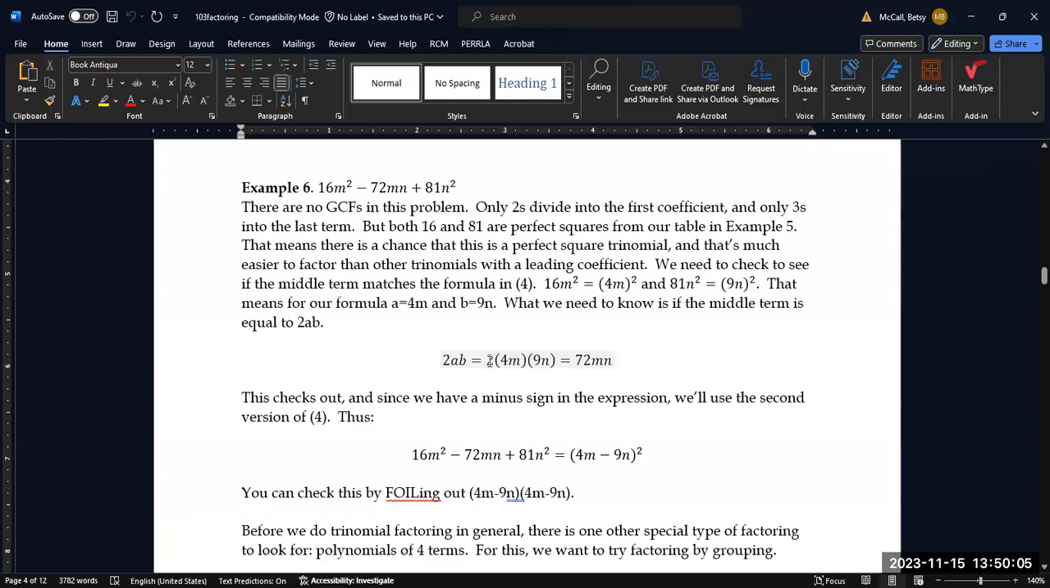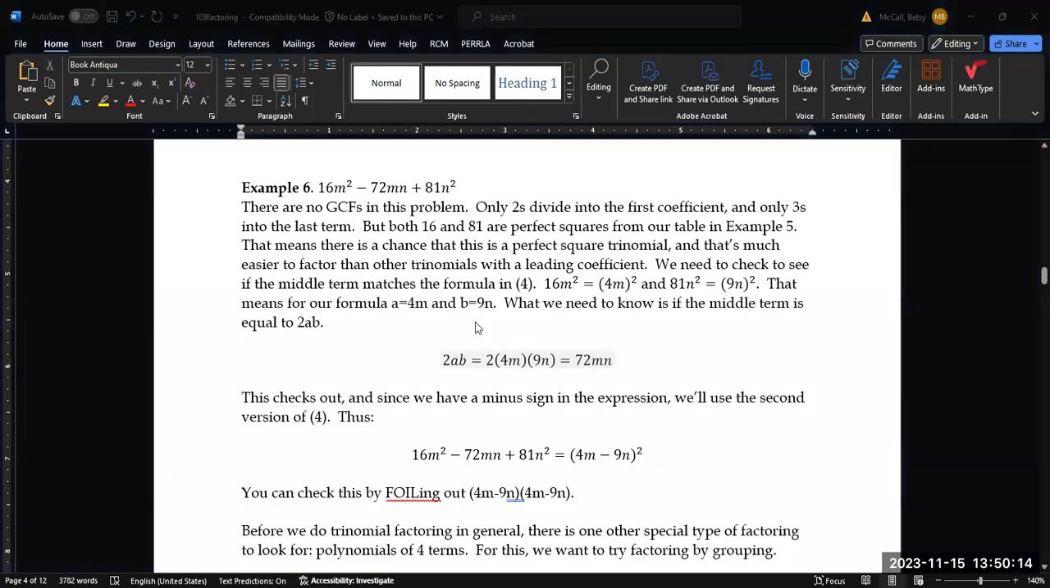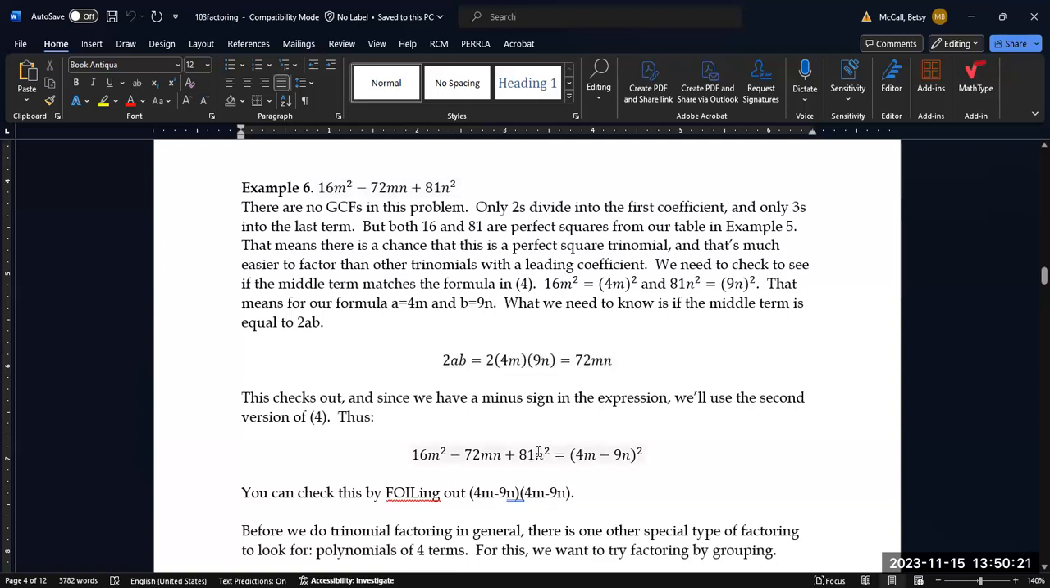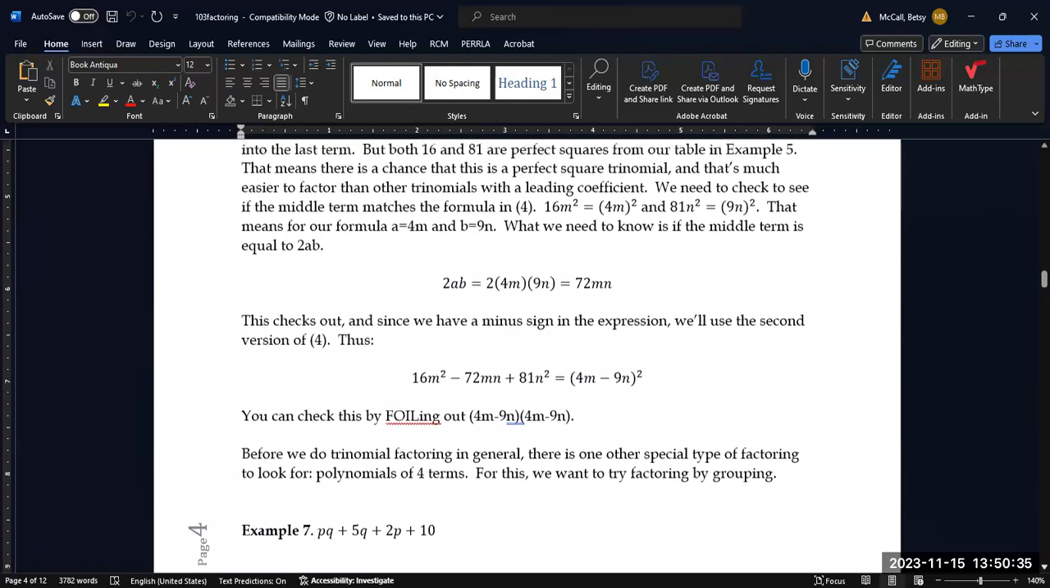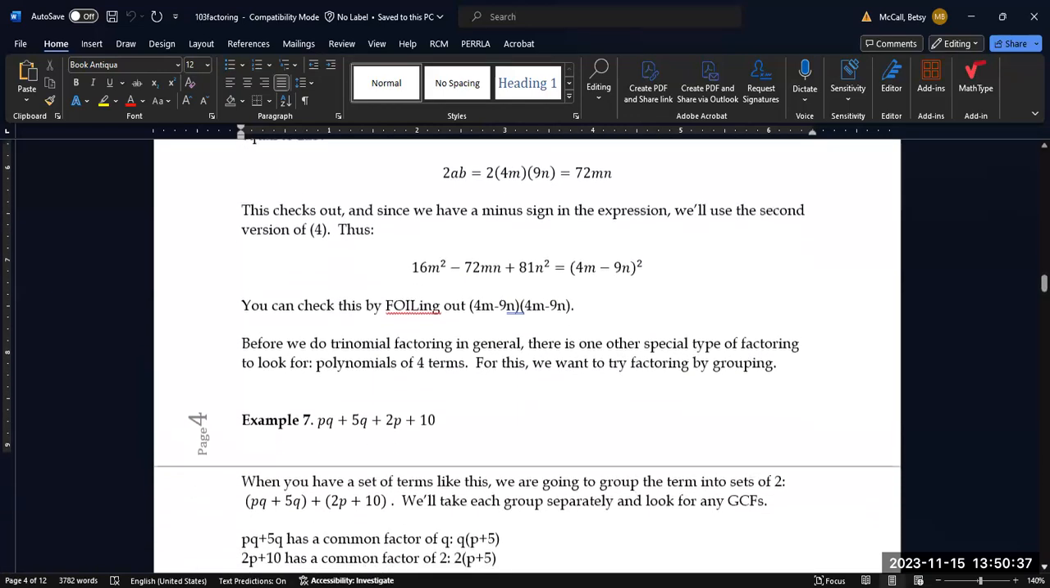So 2ab becomes 2 times 4m times 9n. 2 times 4 is 8. 8 times 9 is 72, and then mn. And that does agree with our middle term. And the middle term is negative, and so the formula we're going to use is also going to have a negative. So this will be a minus b quantity squared. So 4m minus 9n quantity squared. And then if you, of course, FOIL, you'll see that you do, in fact, get back to the original expression.